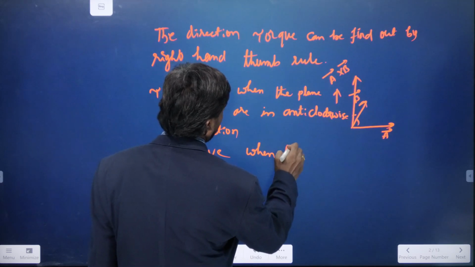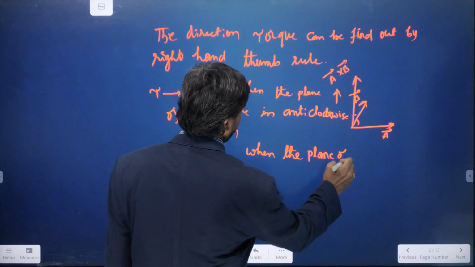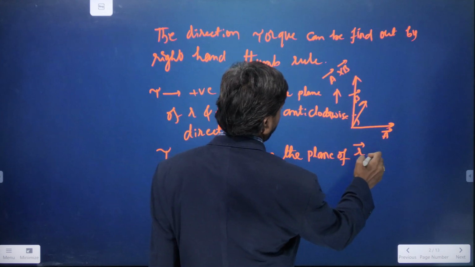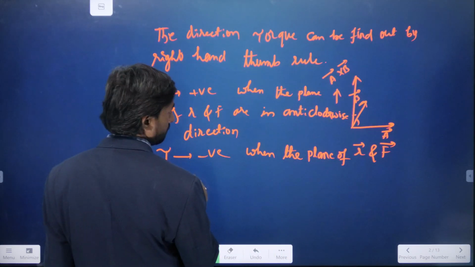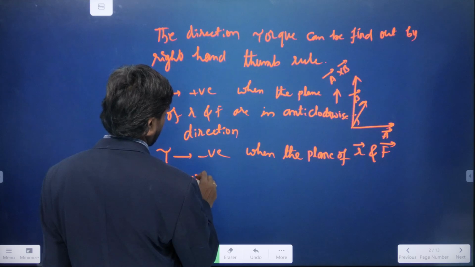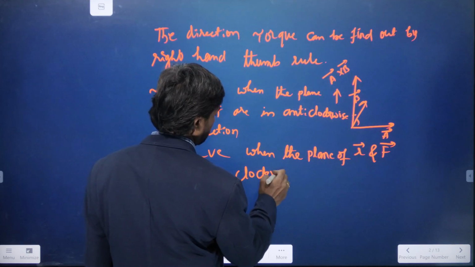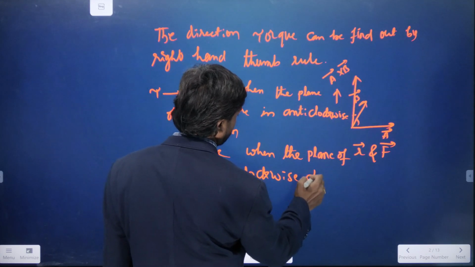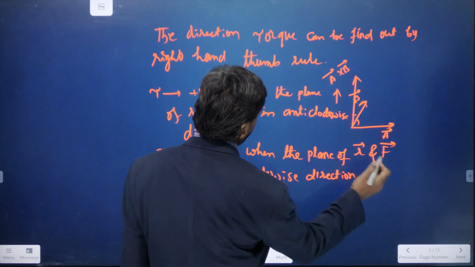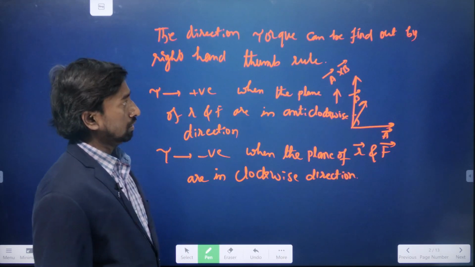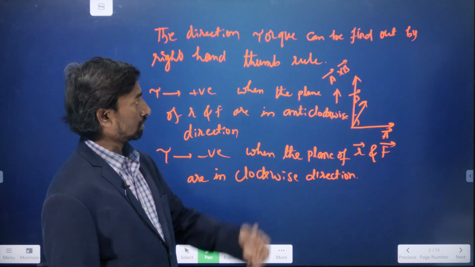when the plane of R bar and F bar is in clockwise direction. Okay, so that is like that. The direction of the torque can be taken like this, and here the torque, the formula of torque we have written there.